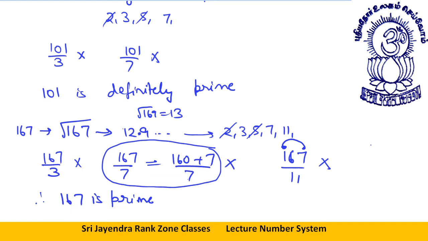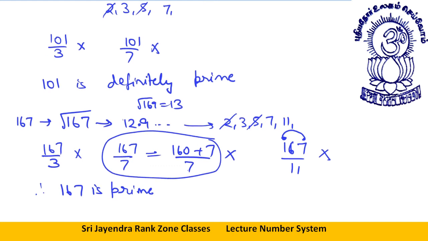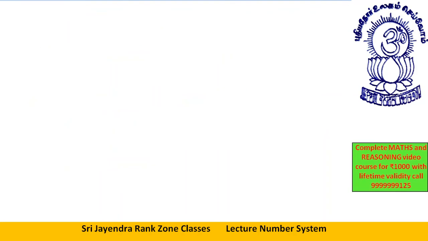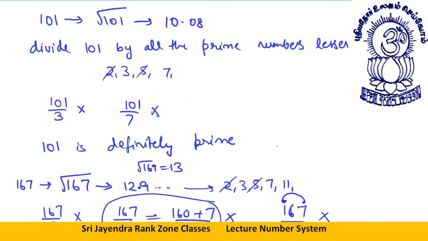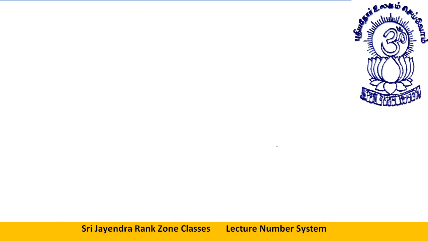Should I take one more example? Yes, I can take one more example. Let's take one more example. 117 I was thinking, but 117 is easy. It is divisible by 3.